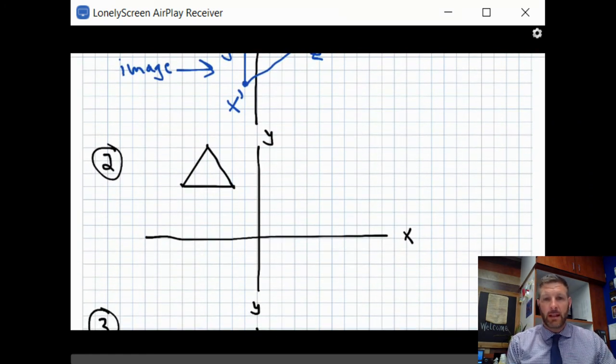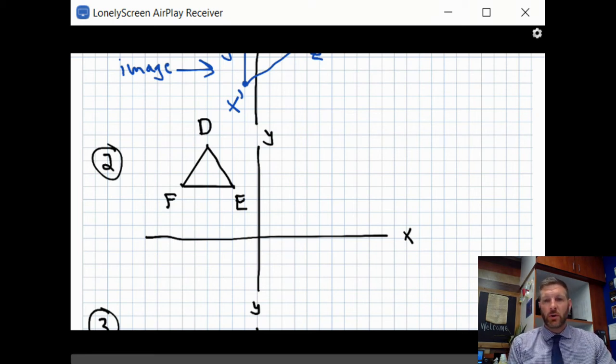Draw a simple shape, label it and identify its vertices, then apply the translation (x, y) transformed to (x plus 3, y minus 4). Draw, label, and identify the type of transformation. Okay, so I went ahead and drew a simple little triangle here, and we'll call it, we're going to be real creative here, DEF. So we've got triangle DEF.